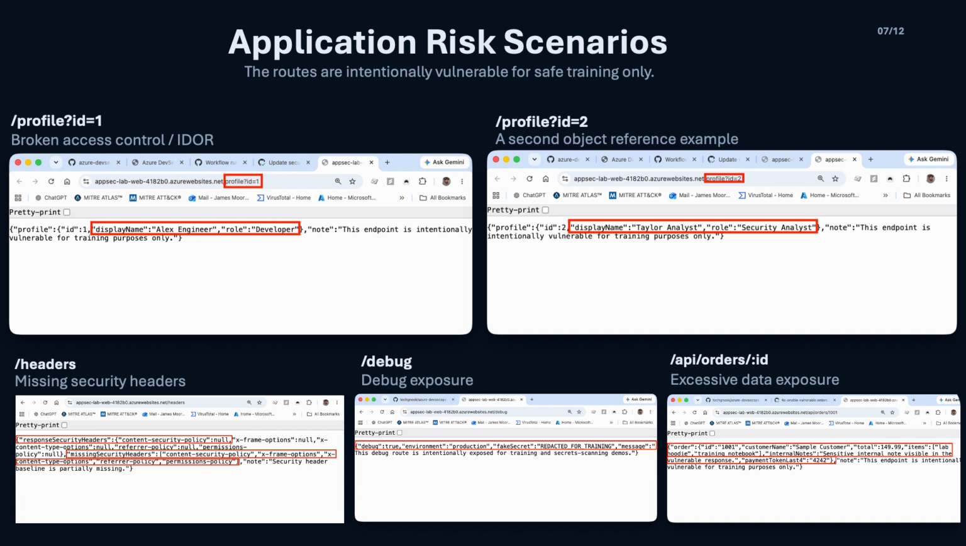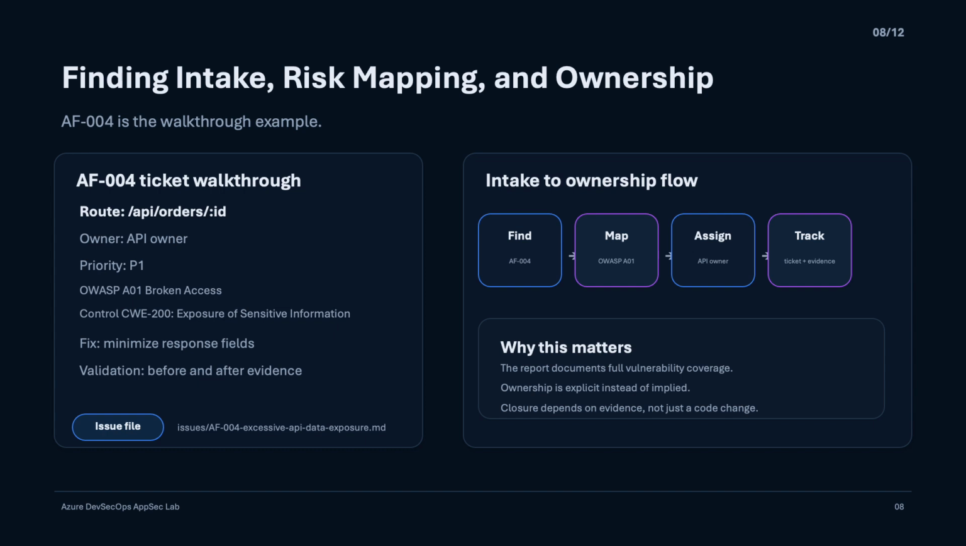The slide also shows 3 additional scenarios: a debug route that exposes internal application details, missing security headers that weaken browser protections, and an orders API that returns more information than necessary. I won't go deeply into each of these examples here, but I'll use the orders API for a deeper analysis on the next slide. The goal is to show how an analyst identifies the risk, captures that evidence, and turns those findings into remediation guidance. So let's go ahead and continue on to the next slide.